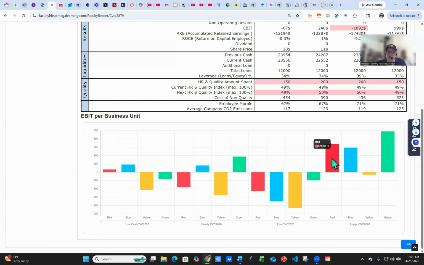Red has a problem, and we can look at what it is. In family, they should be doing good there too, but they did great in image. Yellow, you can say, wow, yellow's catching up. They're below the EBIT positive even line in everything. What's going on here? Well, eco kills everybody, as you can see.